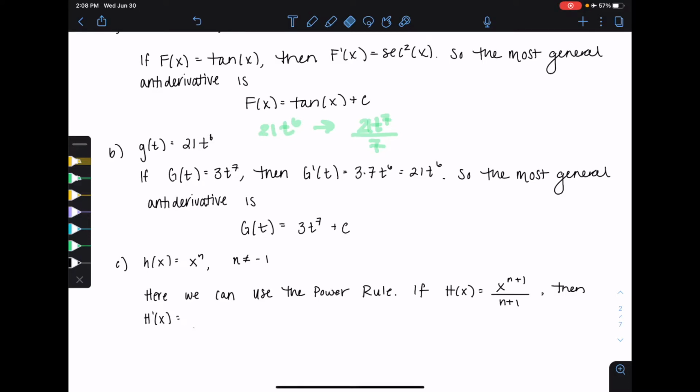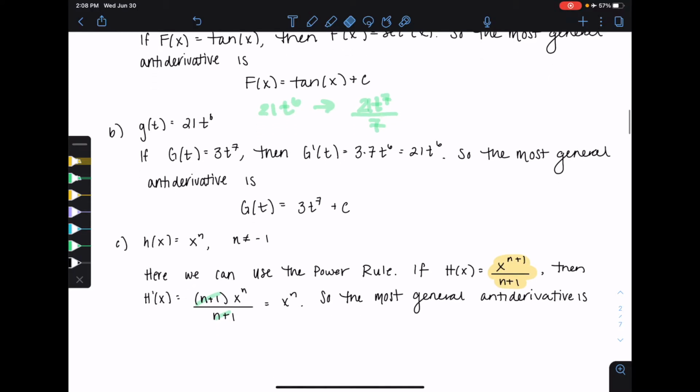Then when I go to take the derivative of this expression, we bring the power down, the n plus 1 gets decreased by 1, so it becomes the nth power, and then we have that n plus 1 in the bottom. So ultimately, those would cancel out and land us right back to where we started. So if I have x to the n, the most general antiderivative is going to be x to the n plus 1 divided by n plus 1 plus c. And you can see now why n equals -1 doesn't work. That would cause you to divide by 0.